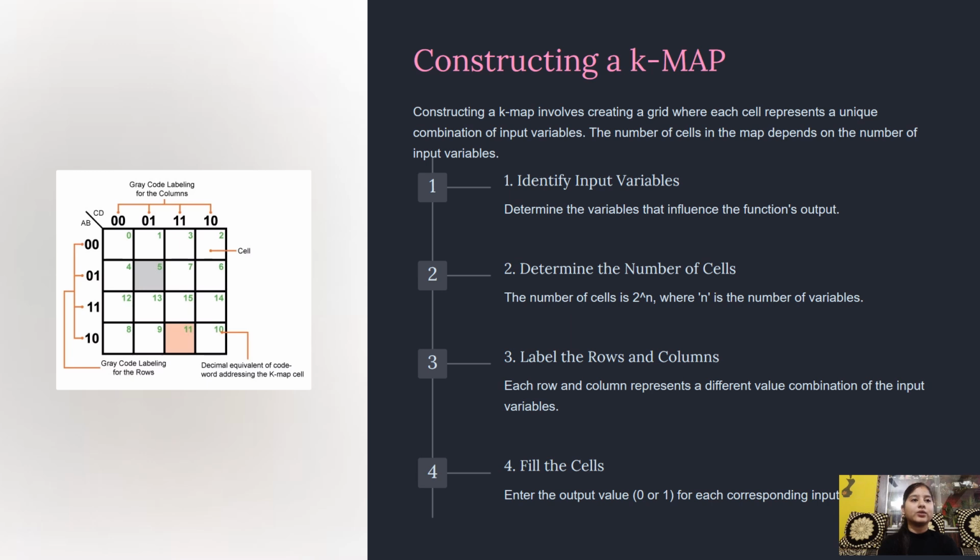Third one, label the rows and columns. Each row and column represents a different value combination of the input variables. Fourth one, fill the cells. Enter the output value, that is 0 or 1, for each corresponding input combination.